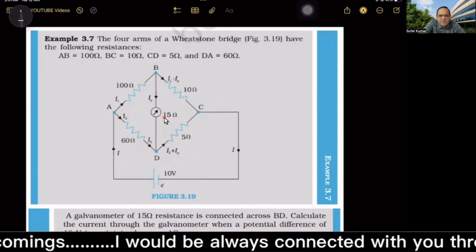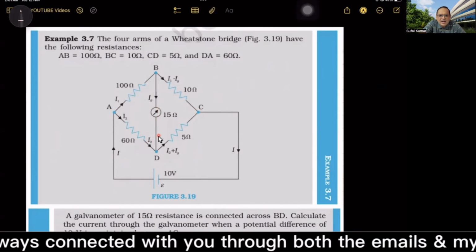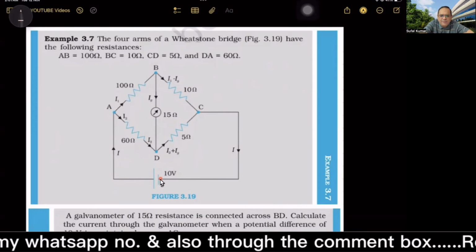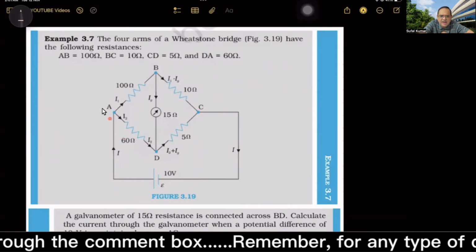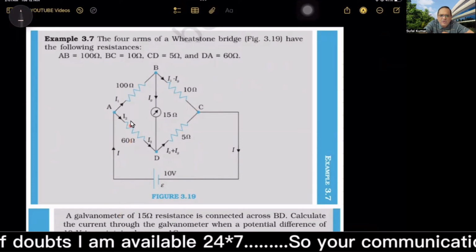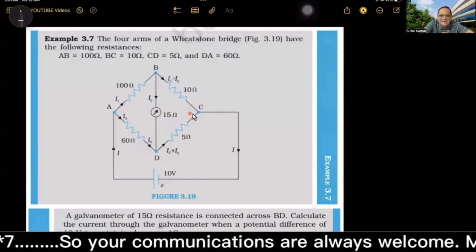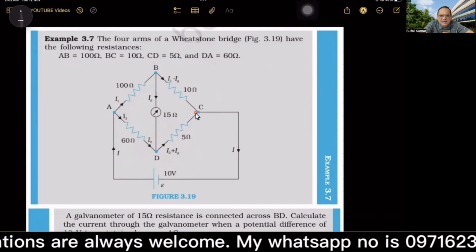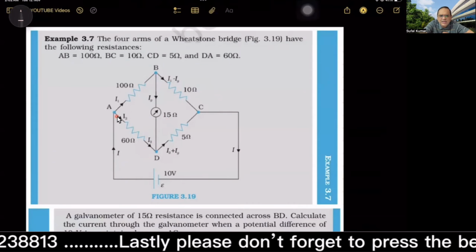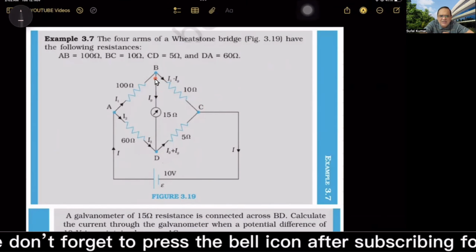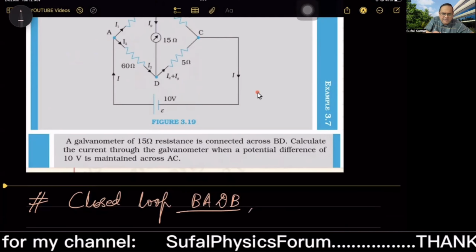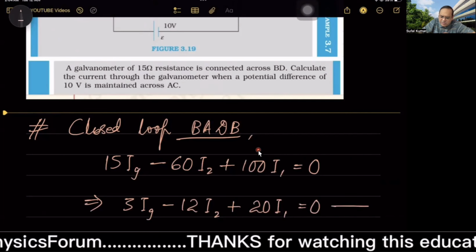We are supposed to find the current IG in this branch, provided a 10 volt battery is connected across these 2 points A and C. That means 10 volt is maintained across AC. So let's consider the closed loop ABDA, then thereafter BCDB. These two closed loops we'll be considering for Kirchhoff's law purpose. BADB is equal to 0, equation number 1.